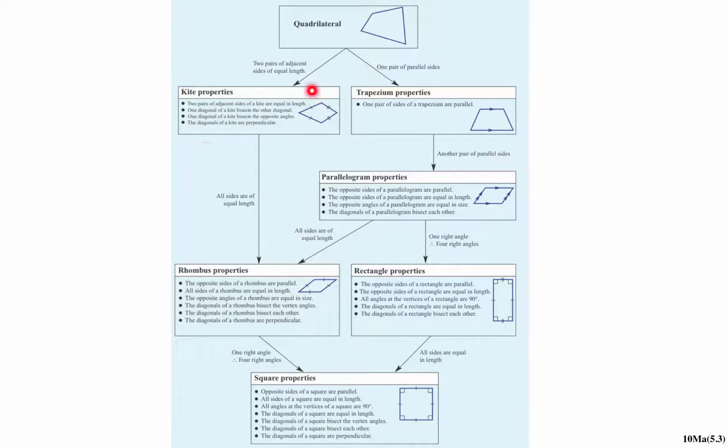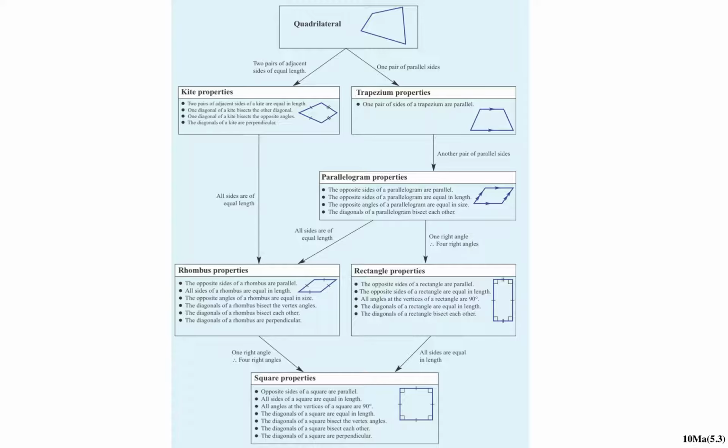Now, this is probably a bit easier to read in your booklet handout, but the kite basically has, as it says there, 2 pairs of adjacent sides. Adjacent means beside each other. So 2 sides next to each other are equal length. One diagonal of a kite bisects the other. That means the diagonals cut each other in half.